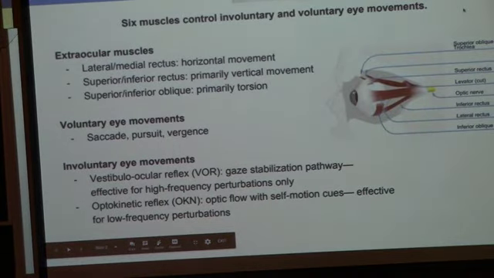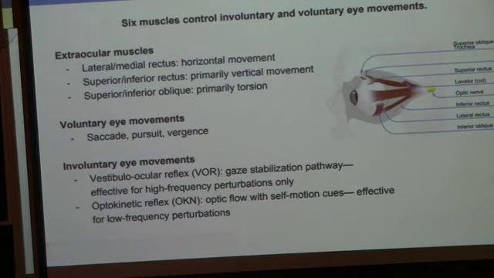What Dr. Cullen basically starts off with, what four of his lectures are on, is eye movements. You have six muscles that control eye movements, and you should know what those six muscles are. They're the extraocular muscles. Ocular basically just means eye, so that's an important term to know. You have voluntary eye movements and involuntary eye movements.